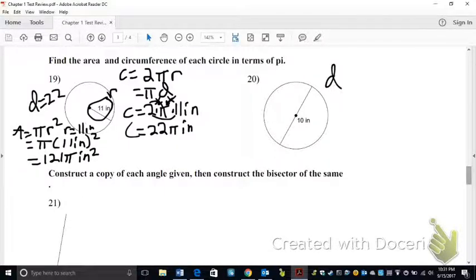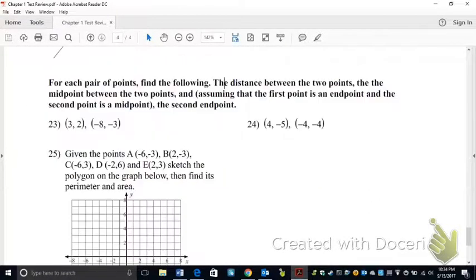Now if we were to look over at number 20, the diameter that they give us is 10. As you can see here, we can easily find the circumference with the diameter. It'd just be 10 pi inches. But we then need to do an additional step to find the radius, and we do that by dividing it by 2. So we get the radius equals 5 inches.